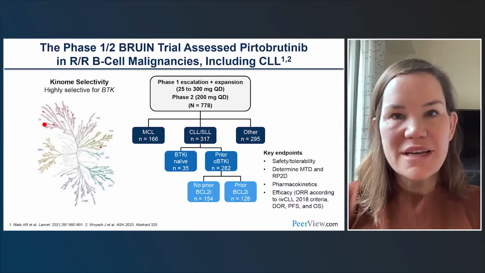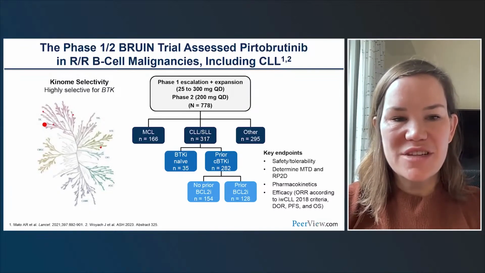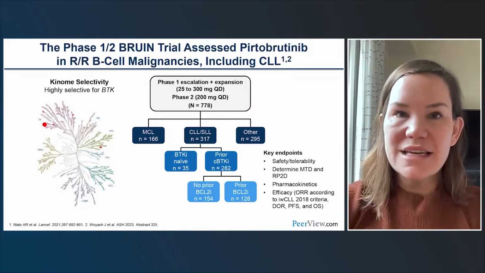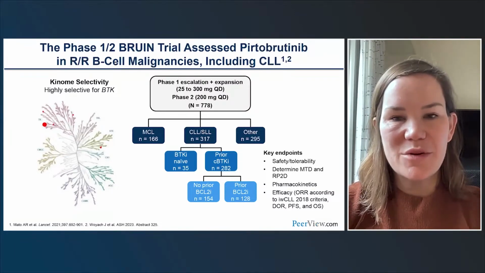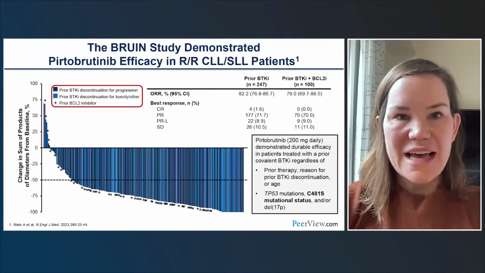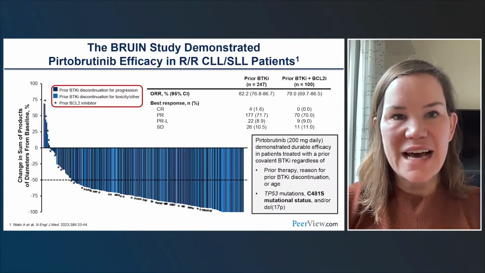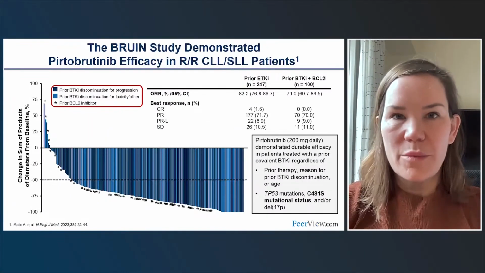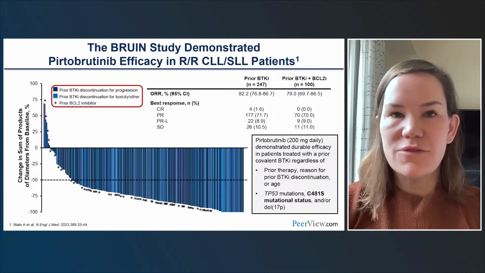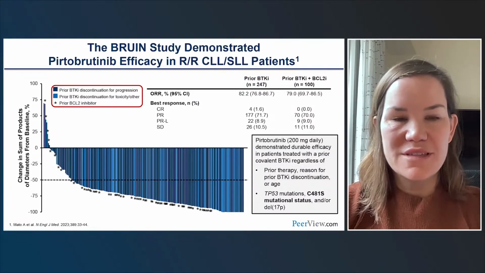The focus of the Bruin presentations that I'll be going through is on patients who have been treated with at least a prior covalent BTK inhibitor. This amounted to 282 patients. When we take a look at the efficacy data, this waterfall plot demonstrates a near universal reduction in lymph node size for patients treated with pirtobrutinib.